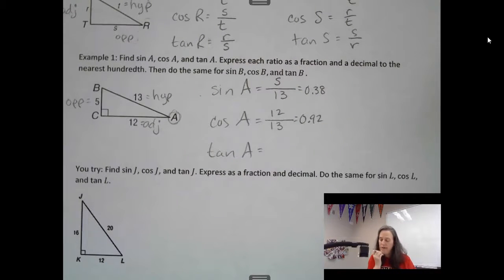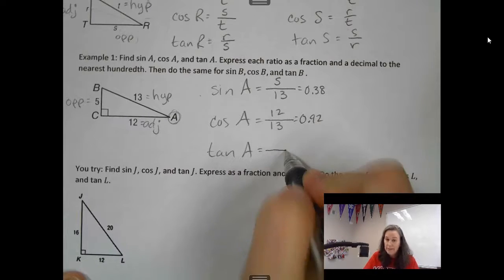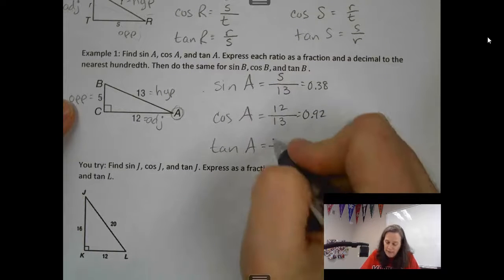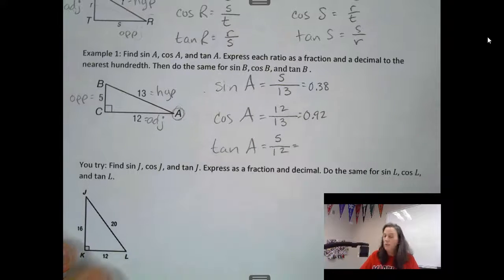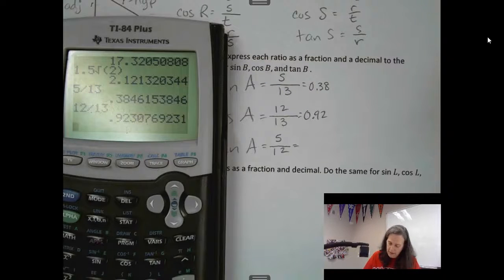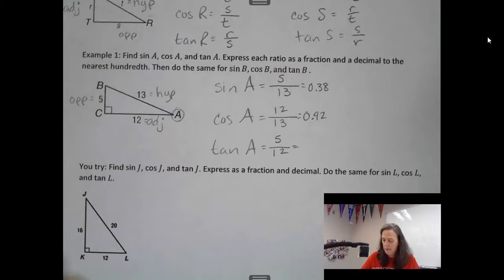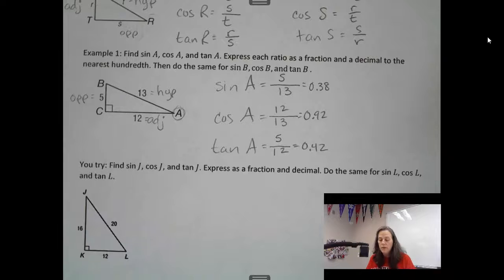Okay. And then our tangent, and do you remember what that is? Opposite over adjacent, so 5 over 12. What's a good decimal for that one? 5 divided by 12. 0.42, we'll round that up. Okay, those are the trig ratios for angle A.